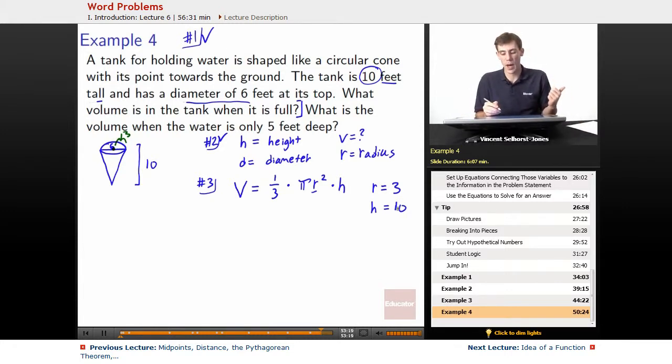V equals 1/3 times pi r squared times height. We know what the radius is. We know what the height is. Pi is just some number. 1/3 is just some number. So the only thing we're looking for is volume. Real easy. We just plug our numbers in at this point.